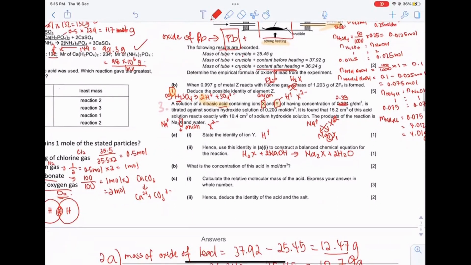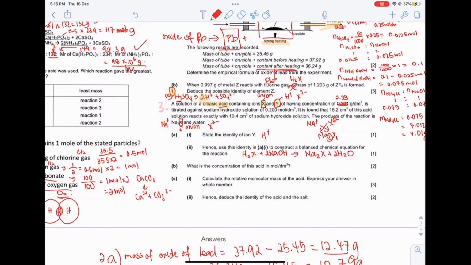Okay, then B. What is the concentration of this acid in mole per dm cube? So it has a concentration in gram per dm cube, and they're asking you for the concentration in mole per dm cube. Usually it will be easy, because to go from gram per dm cube to mole per dm cube, you just have to divide by the MR. But over here, we don't know what this acid is. We don't know what X is, so we can't find the MR, and we can't do it that way. So we have to rely on the information in this question.